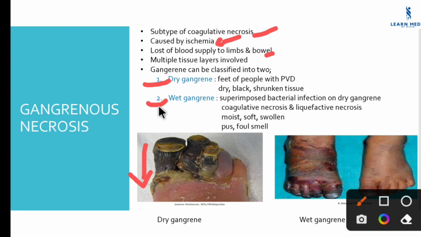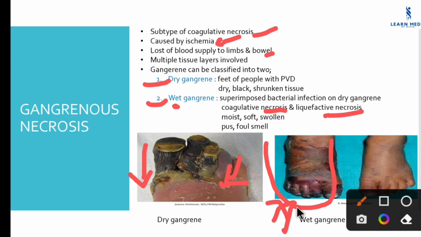The second type of gangrene is wet gangrene. If dry gangrene has some infection superimposed, it leads to wet gangrene. So a superimposed bacterial infection on dry gangrene leads to wet gangrene, which has both coagulative necrosis and liquefactive necrosis. We have both types of necrosis in the same tissue, which means wet gangrene.